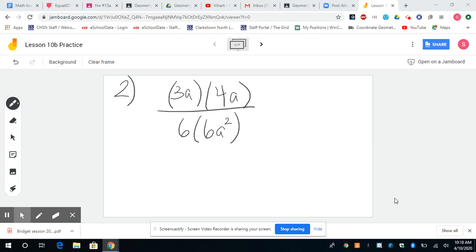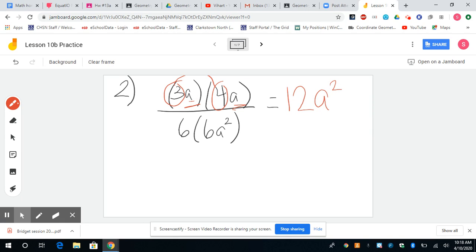All right, so looking at this, we have 3a times 4a in the numerator divided by 6 times 6a squared. So what I would first do is simplify your numerator and denominator. So the operation we have here is multiplication because of the parentheses that are next to each other. So numbers go with each other, and then variables go with each other. So 3 times 4 is 12. A times A is A squared.